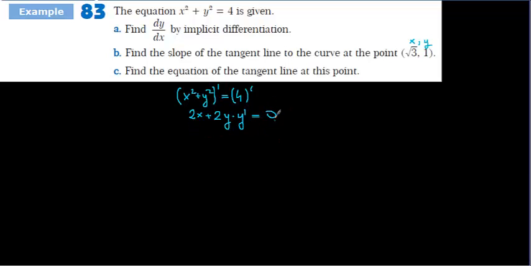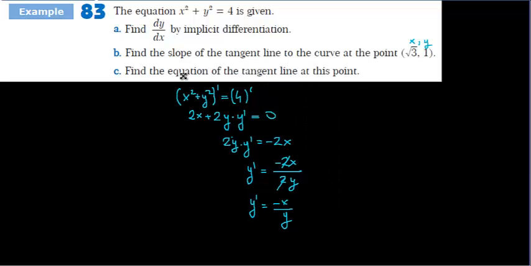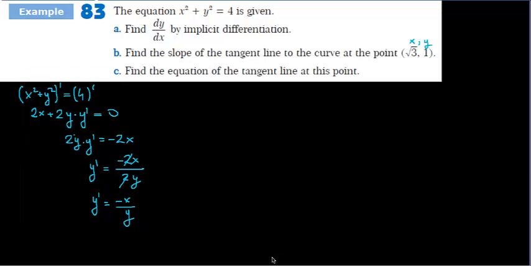And the terms without y derivative go to one side, so 2y times y derivative. Y derivative is equal to minus 2x over 2y. And when you simplify, y derivative is equal to minus x over y. Okay, this was the first step here, and we found the derivative of the implicit function.